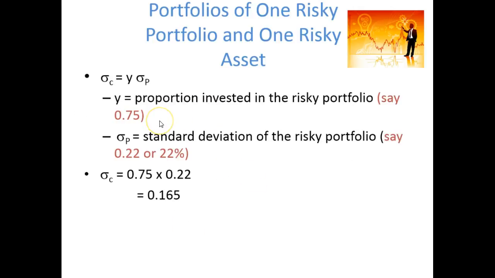To see this again in terms of our numerical example from before, remember we had 75% of our wealth invested in the risky portfolio, and let's imagine the standard deviation of returns of that risky portfolio was 22%. Well, then the standard deviation of returns of our complete portfolio after our asset allocation would be 0.75 times 22%, or 16.5%, 0.165.